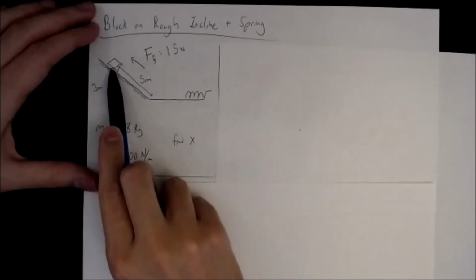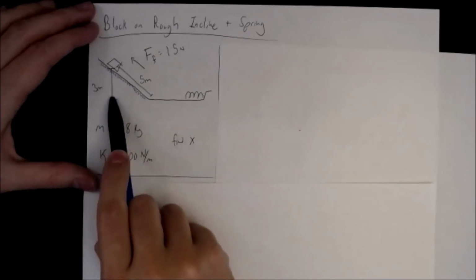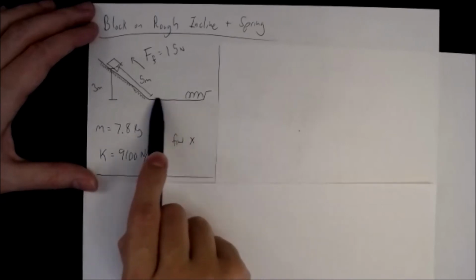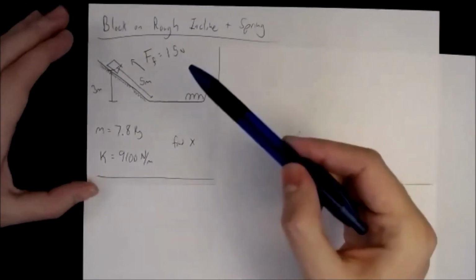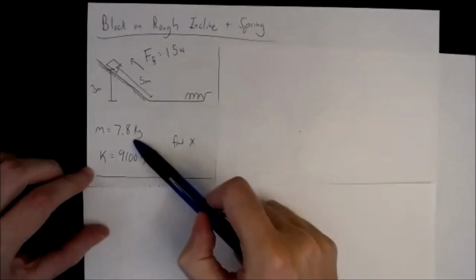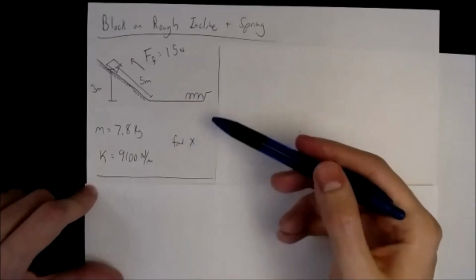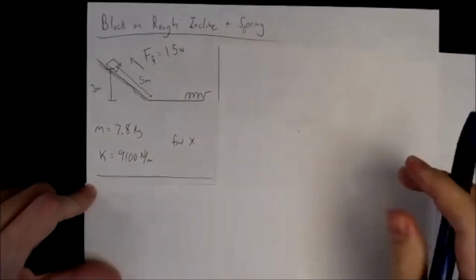Got the block that slides 5 meters down this rough incline. It starts off 3 meters above the ground. And then this part there is going to be 4 meters. The force of friction going up the ramp is 15 newtons. The mass of the block was 7.8 kilograms. The spring constant there is 9,100 newtons per meter. And we need to find how much the spring is compressed.